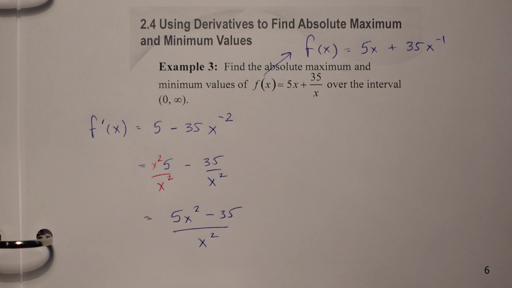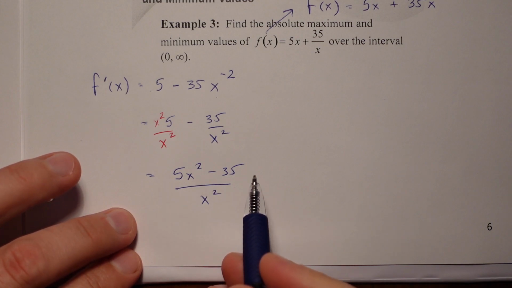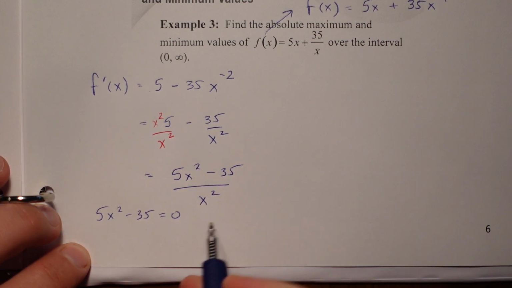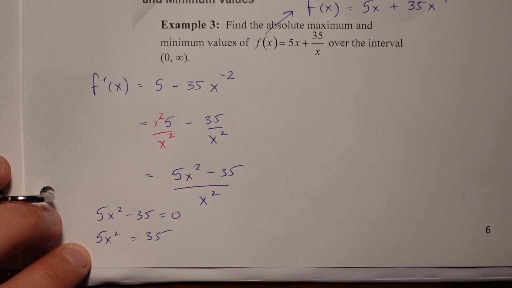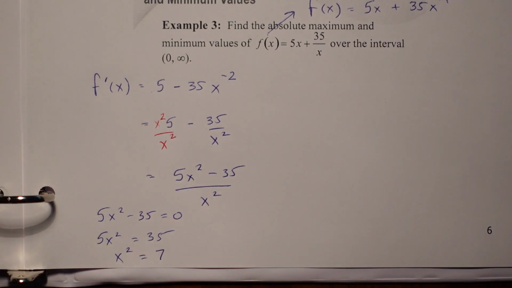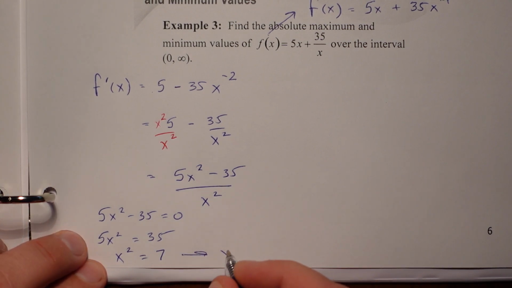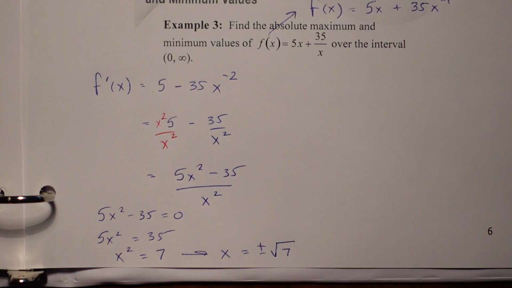Now, to get critical numbers, you need to think about what makes this derivative 0 and what makes it undefined. Well, what makes it 0? Whatever makes the numerator 0. So 5x squared minus 35 equals 0. Add the 35, so 5x squared equals 35. Divide both sides by 5, so x squared equals 7. And then if I take the square root of both sides, I'm looking at two x values. x could equal positive or negative square root of 7.